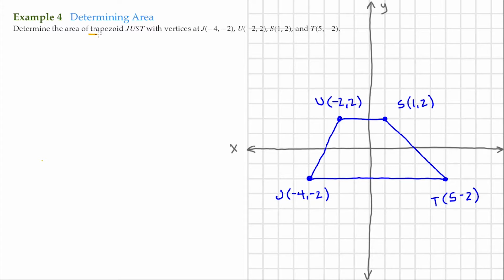Now, a couple of things I want to point out. A trapezoid is a quadrilateral with one pair of opposite sides parallel to each other. And it looks like it's these two.